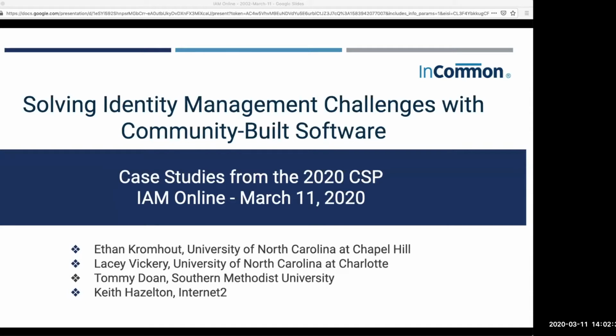Our three presenters today represent members of the 2020 cohort of the Collaboration Success Program run by InCommon. They'll be showing how the InCommon Trusted Access Platform initiative is playing a role in their IAM projects on campus.